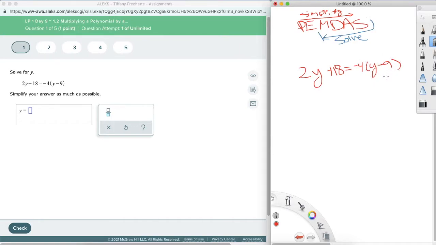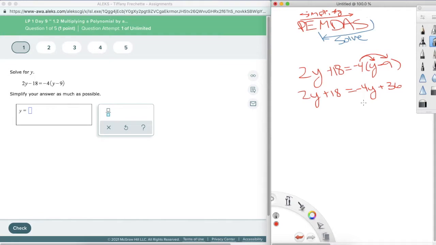All right, so we need to start with our parentheses here. We need to get rid of these. We need to simplify them. So I need to take this 4 that's being multiplied on the outside, and I need to distribute this. 2y plus 18 is actually simplified as far as it can go. There's nothing more I can do on this side. But we'll keep checking just to make sure. So -4 times y is just -4y. -4 times -9. So now we have 2 negatives. That makes a positive. And 4 times 9 is 36.